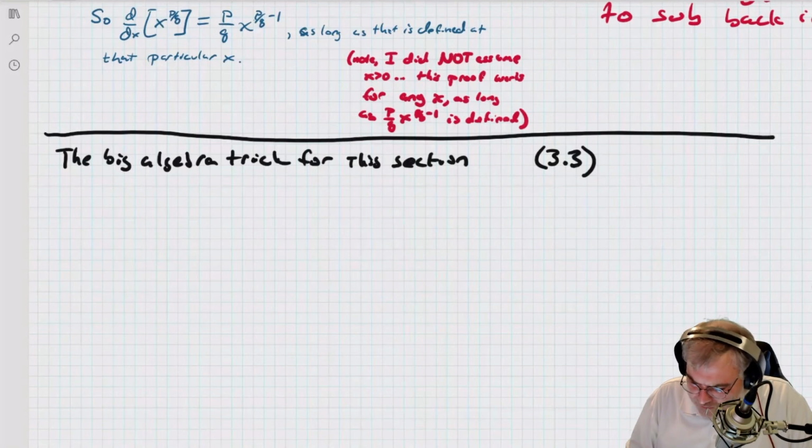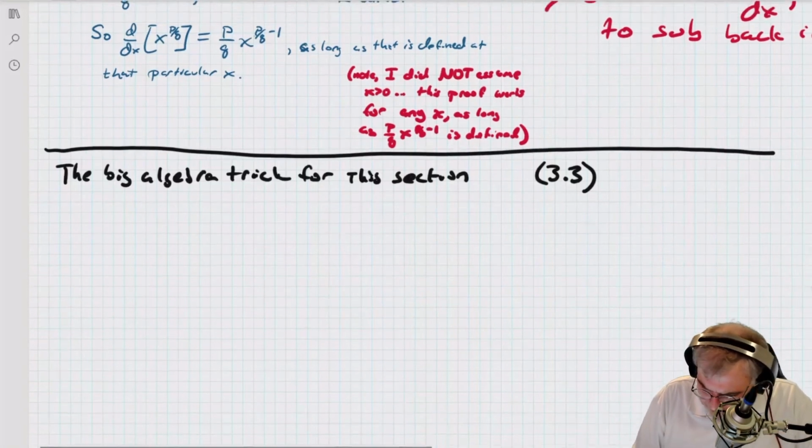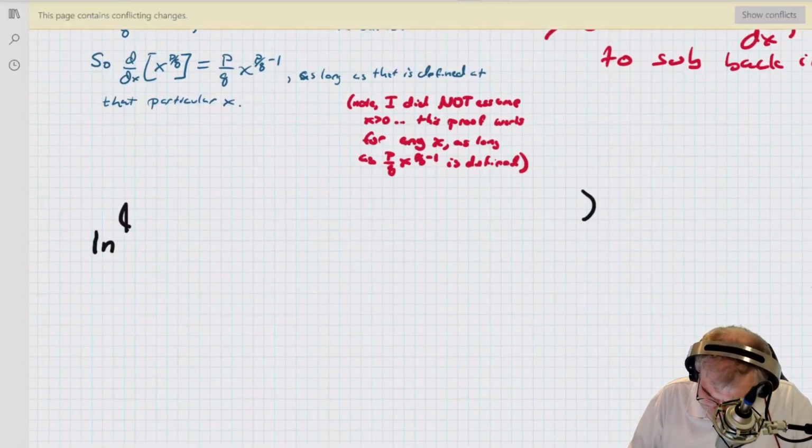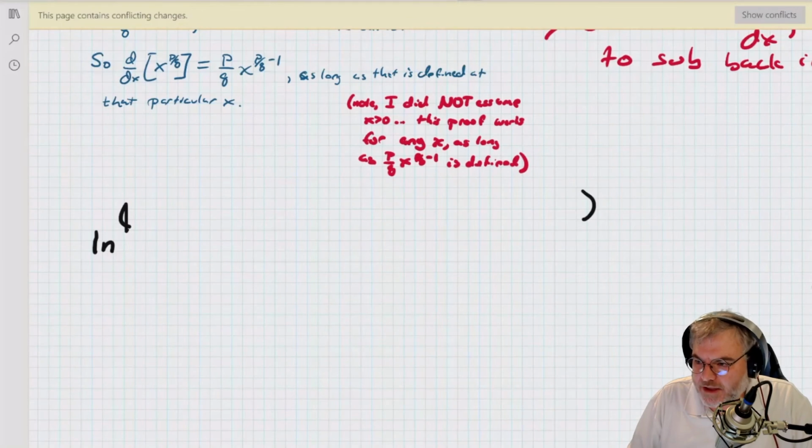Okay, so the big algebra trick for this section, 3.3, is the following. That the log, what just happened?